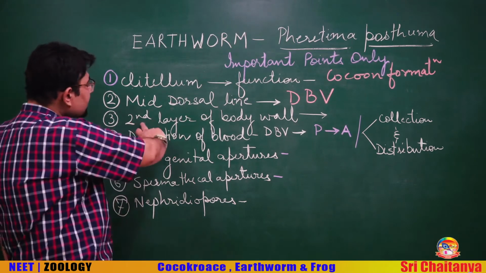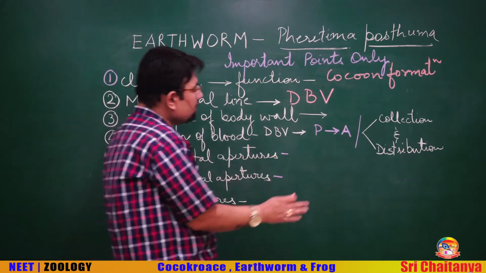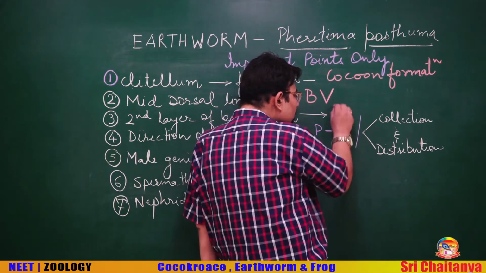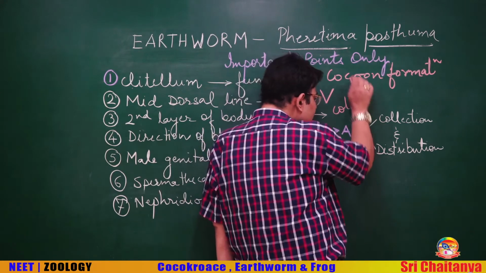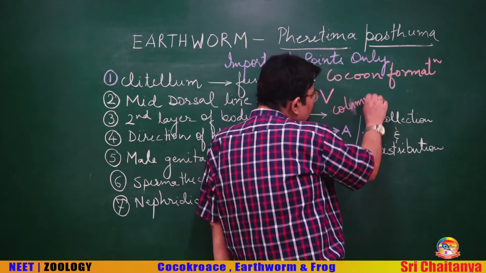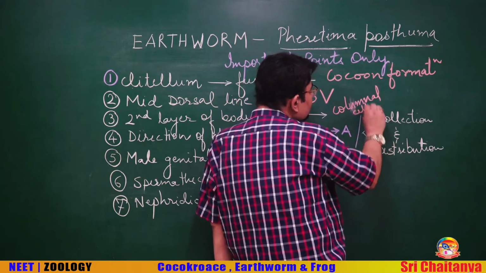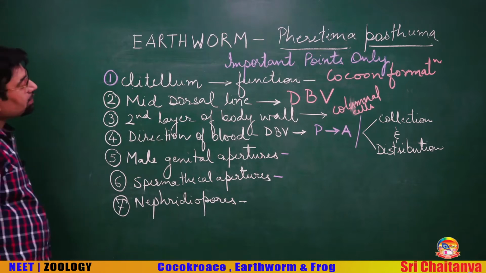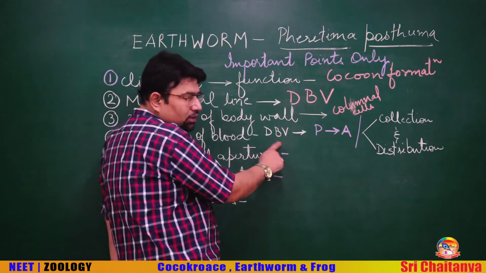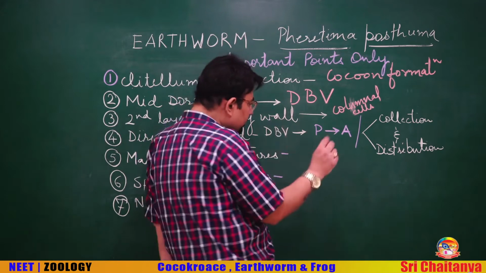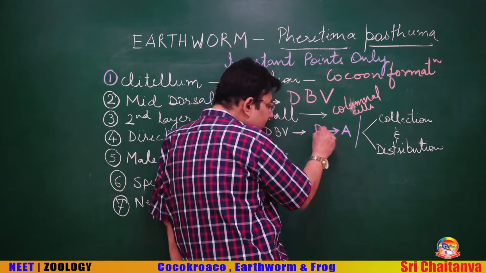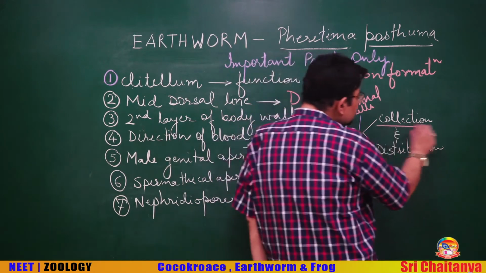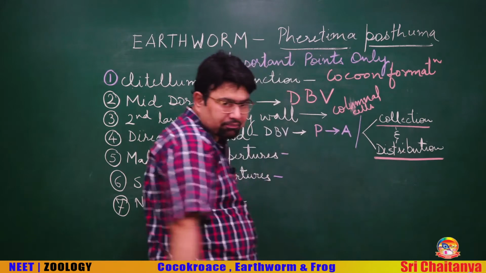Now, what is the second layer of body wall? The second layer in body wall of earthworm is made up of columnar cells. Then, what is the direction of blood in the dorsal blood vessel of an earthworm? Remember, the direction is from posterior to anterior, and the function of DBV is collection and distribution of blood.